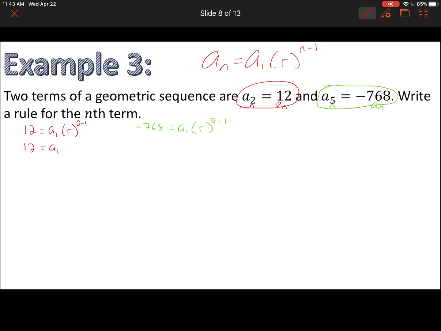So this is 12 equals a sub 1 times r to the 2 minus 1. That's just times r. So to get a sub 1 alone, I would have 12 over r. Just like in Algebra 1, once you get one variable alone, you take it and you substitute it into the other equations. So this value is my a sub 1 value. So we have 12 over r. That's my a sub 1 value. And I'm plugging it into this original equation.